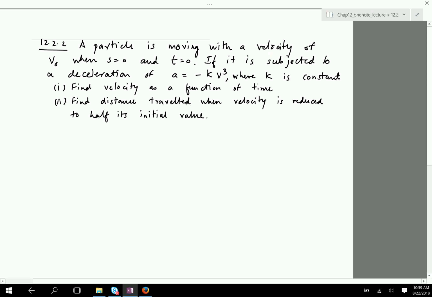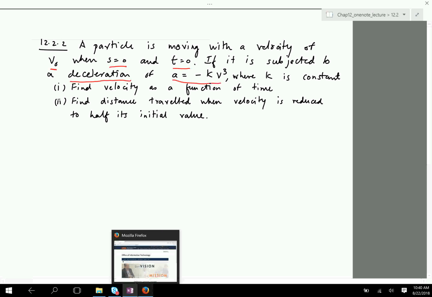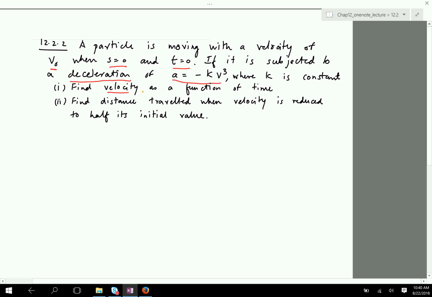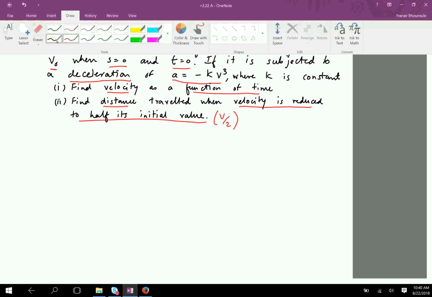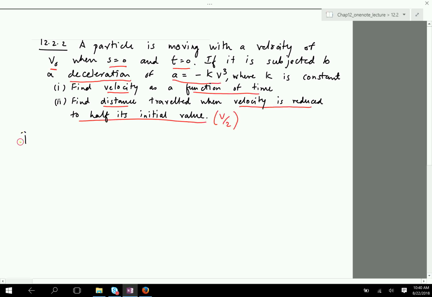Okay, a particle is moving with a velocity of v0 when s equals 0 and t equals 0. If it is subjected to a deceleration of a equals minus kv cubed, where k is a constant, find velocity as a function of time and distance traveled when velocity is reduced to half of its initial value. So velocity becomes v divided by 2. So let's do it one at a time. Let's do one first.